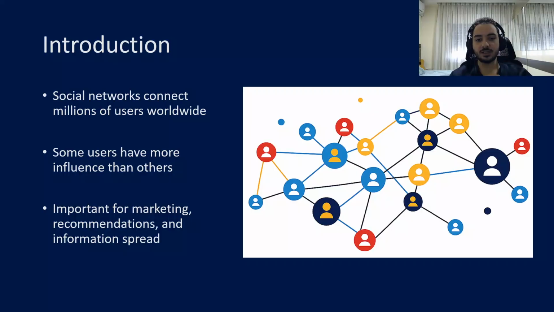This difference in influence is extremely important in many areas. Companies rely on influencers to promote products, and platforms use influence to recommend content. And researchers study how information spreads across these networks. So the key idea here is that understanding influence is essential for analyzing social networks.